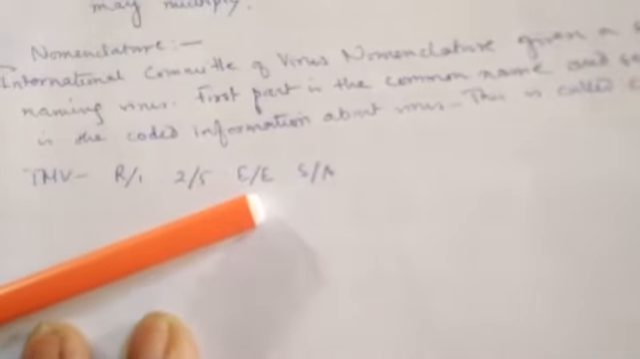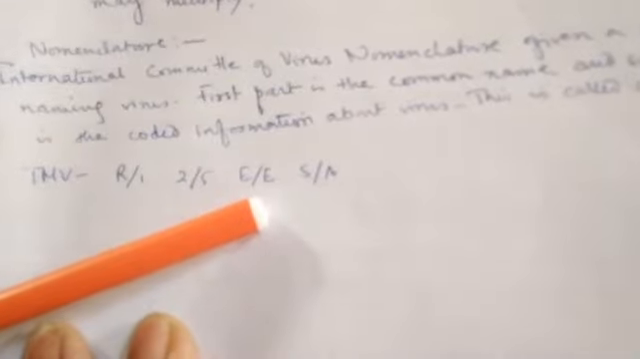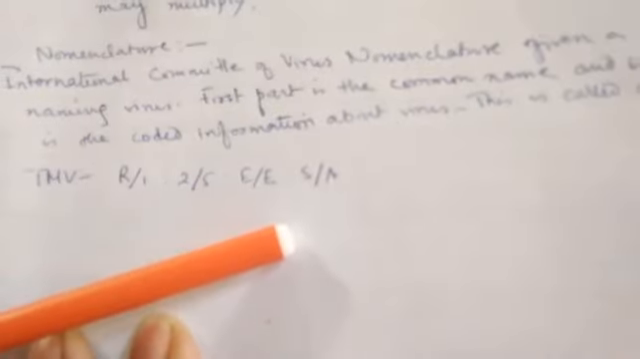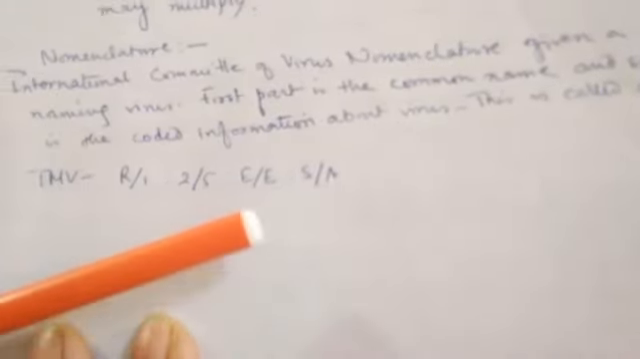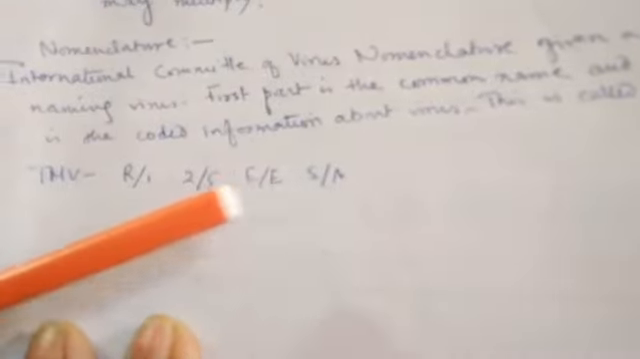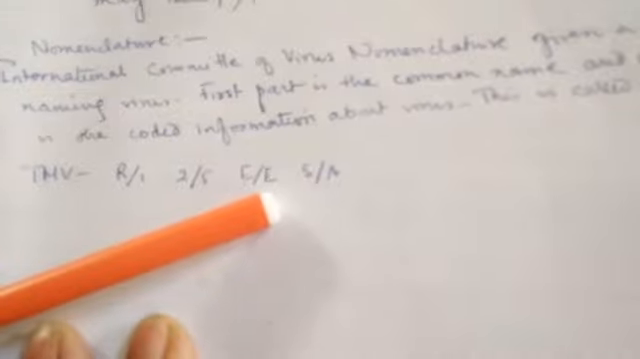The third pair denotes the shape of the virus and shape of the nucleoprotein. So here both are E, which indicates the shape of the virus is elongated, and the shape of the nucleoprotein is also elongated, which is represented by E/E.